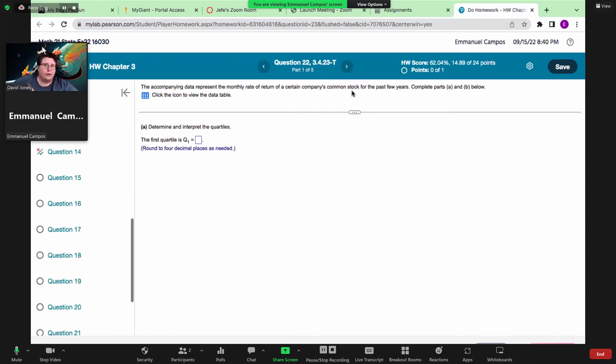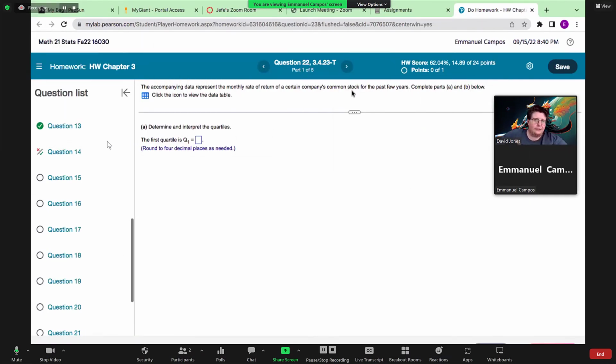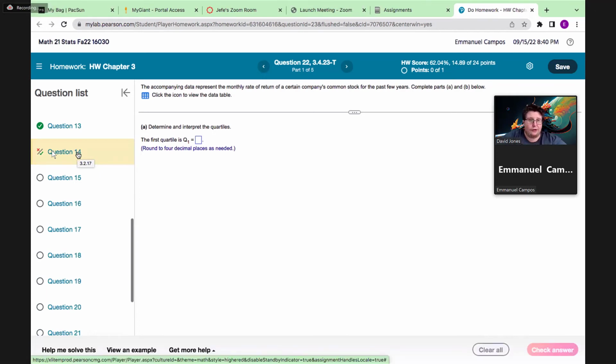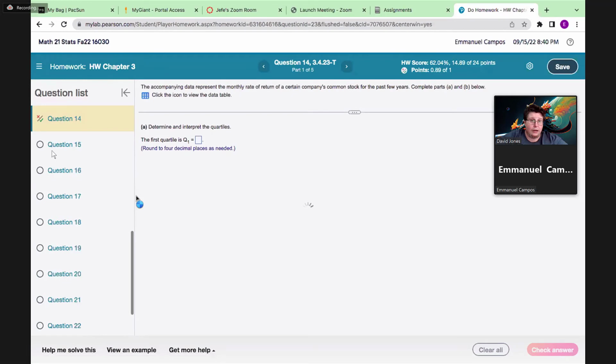Okay, so notice on the left, if question 14 has a red X with a green check mark, it means you've missed part of the problem. So if you're looking for something where you missed something, check for the ones with red X's. Those will be the ones that you struggle with, and you can show me those, and we can go with those.